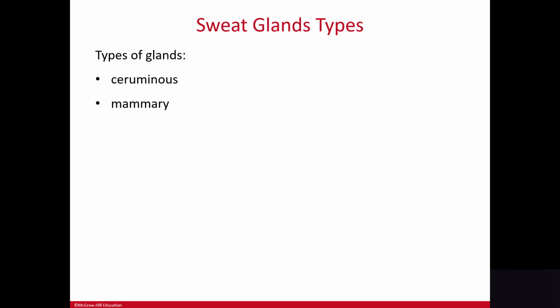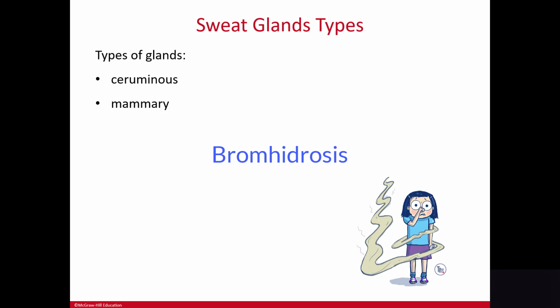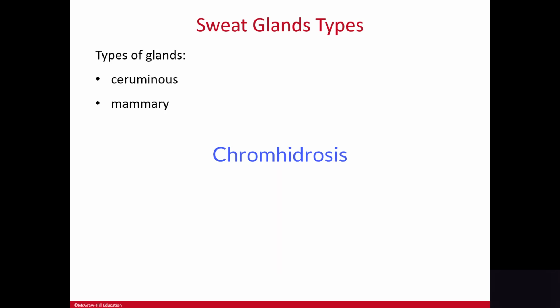And then there's conditions like bromhidrosis, which is foul-smelling body odor, and chromhidrosis, which is a condition of secreting colored sweat, which means, yes, you could potentially have red, green, blue, yellow, or even black sweat. So I'm just going to throw that out there.